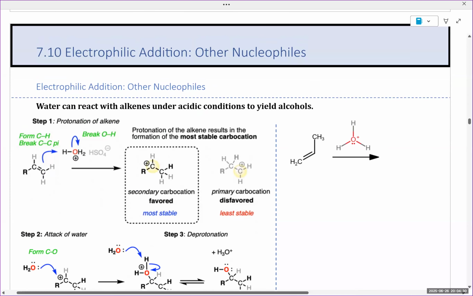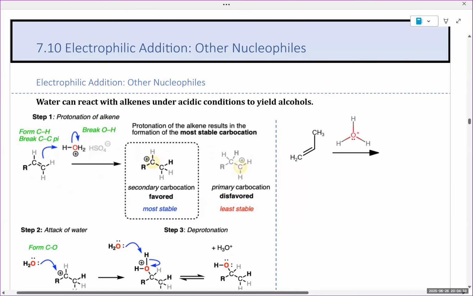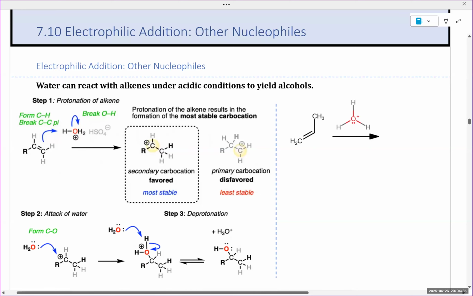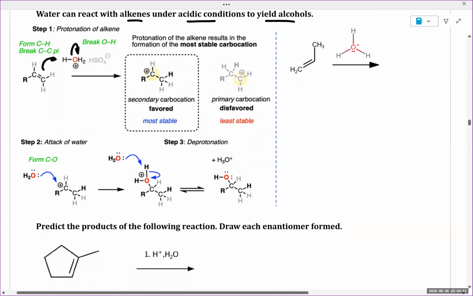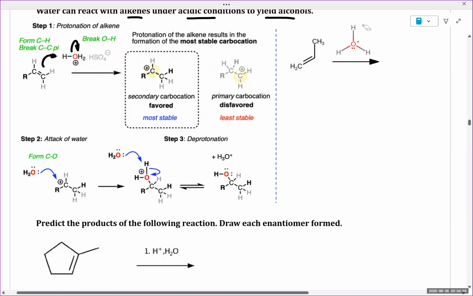Now, we've been talking primarily about hydrohalogenation, but for electrophilic addition, we can use other nucleophiles. So water can react with alkenes under acidic conditions to yield alcohols. In this case, just like before, we protonate the alkene to generate the more stable carbocation. And from here, water, as our nucleophile, can attack the carbocation to form an oxygen-carbon bond. The one thing that's new is you have to do a cleanup step where you pull off this proton to generate your neutral alcohol.